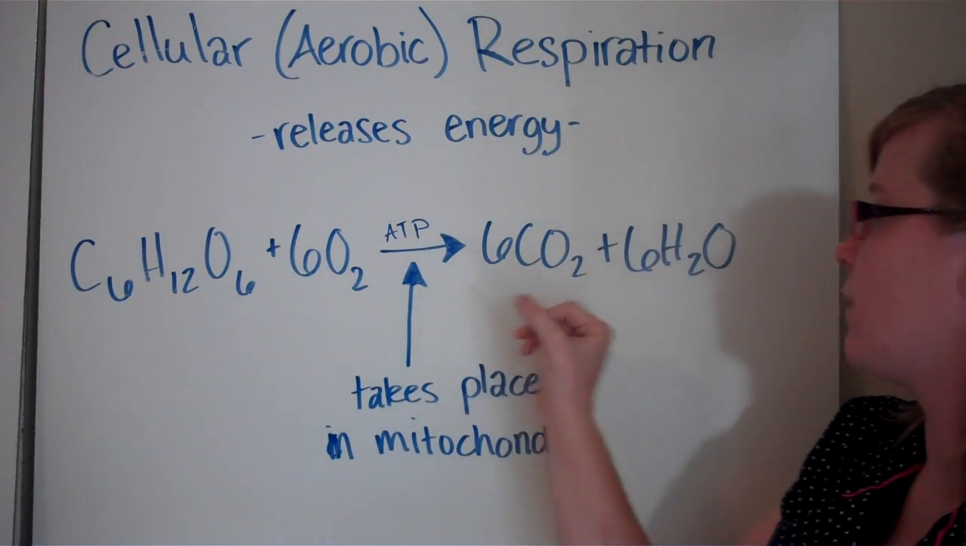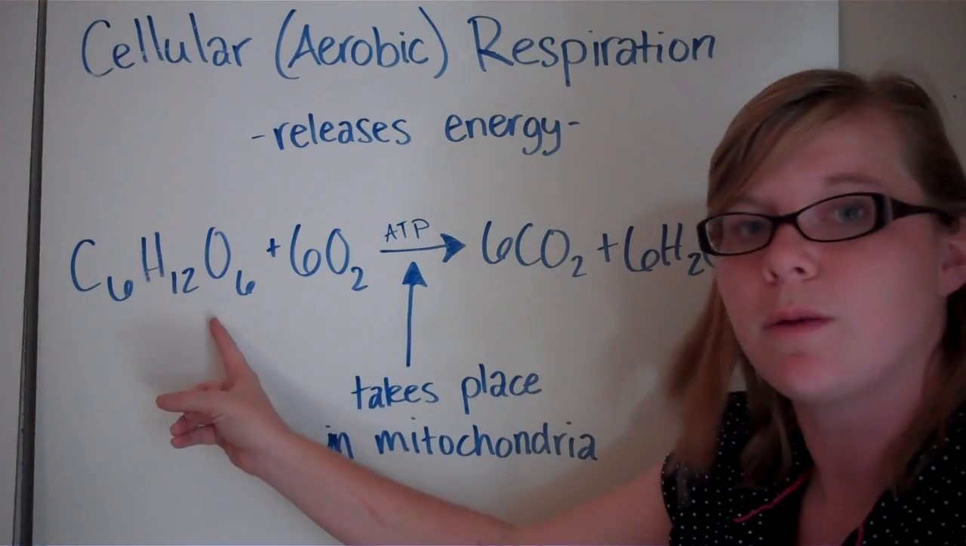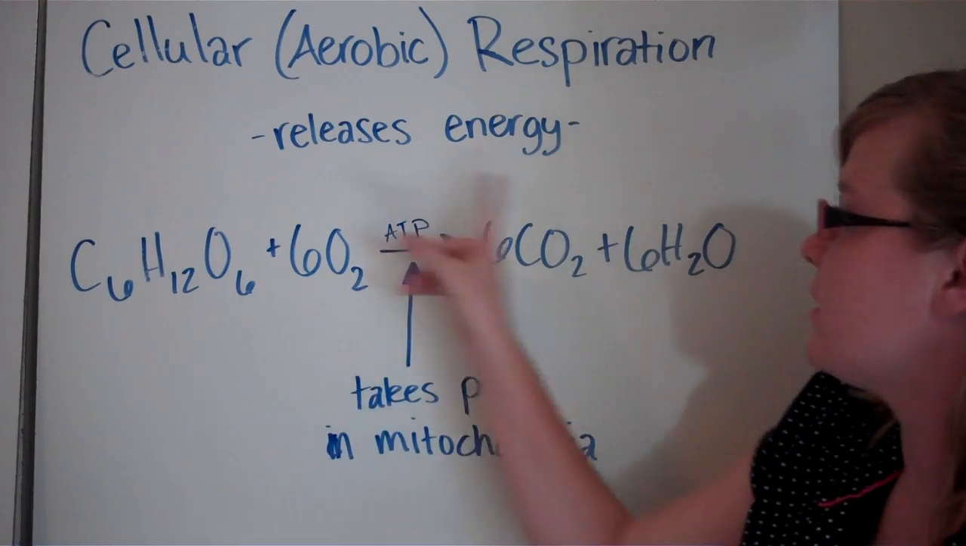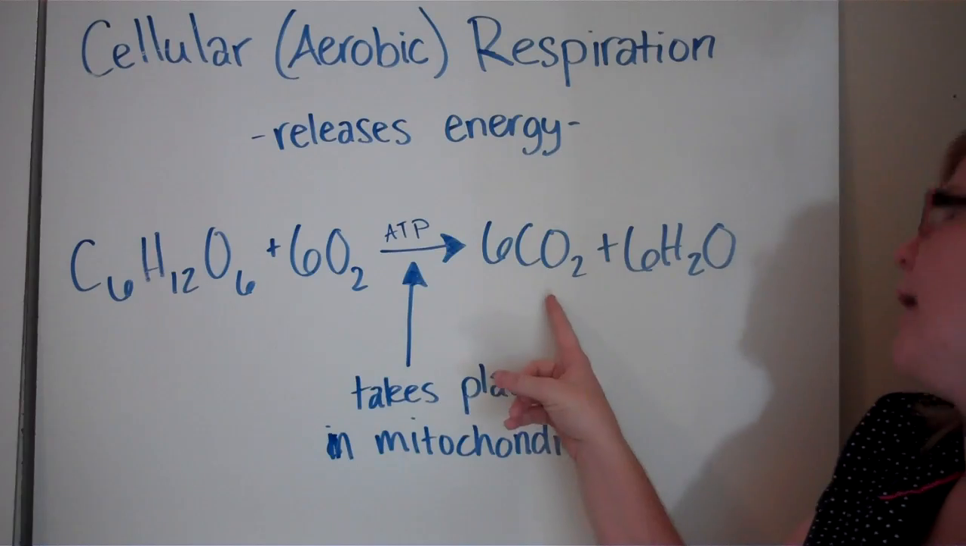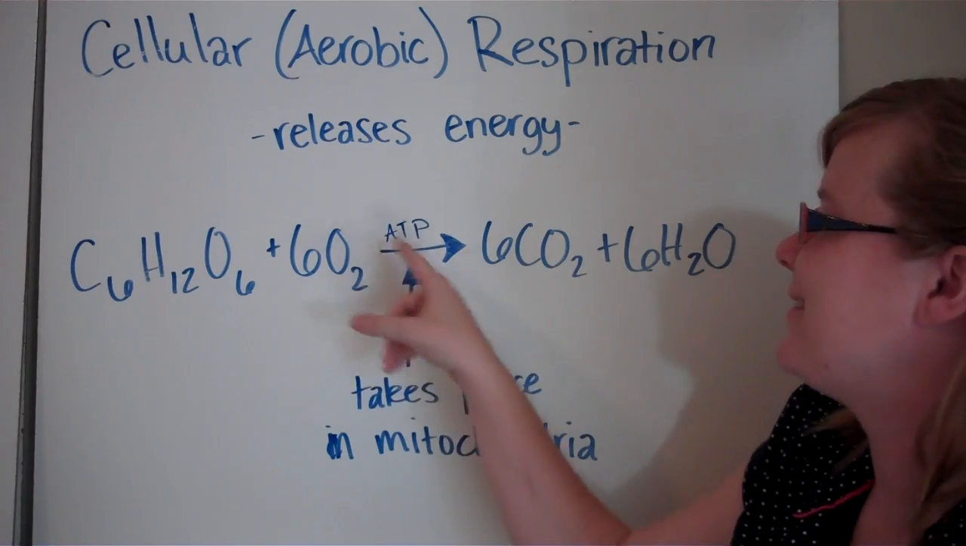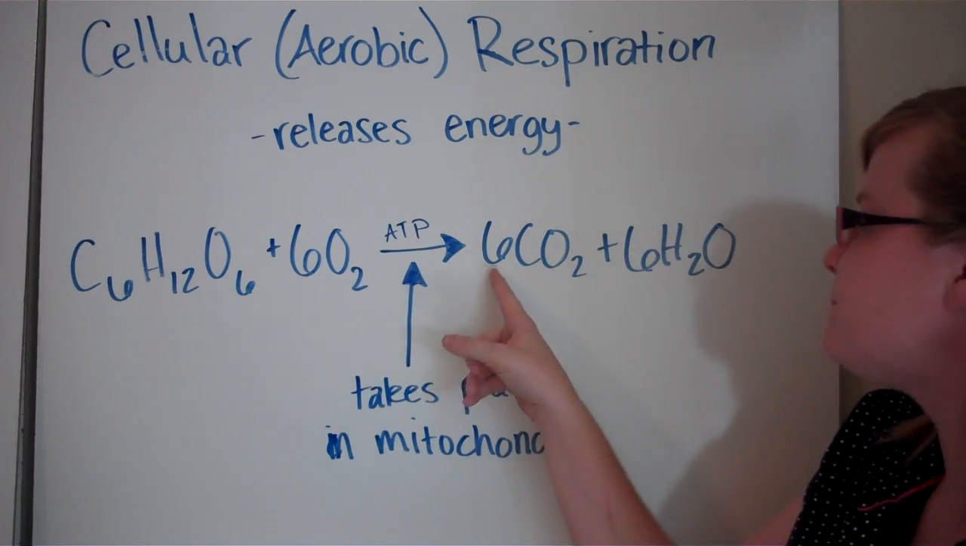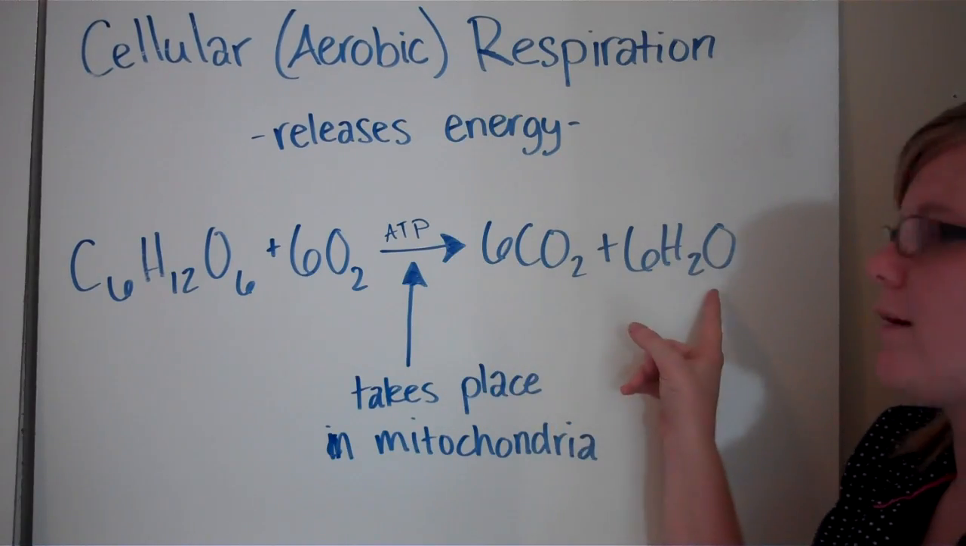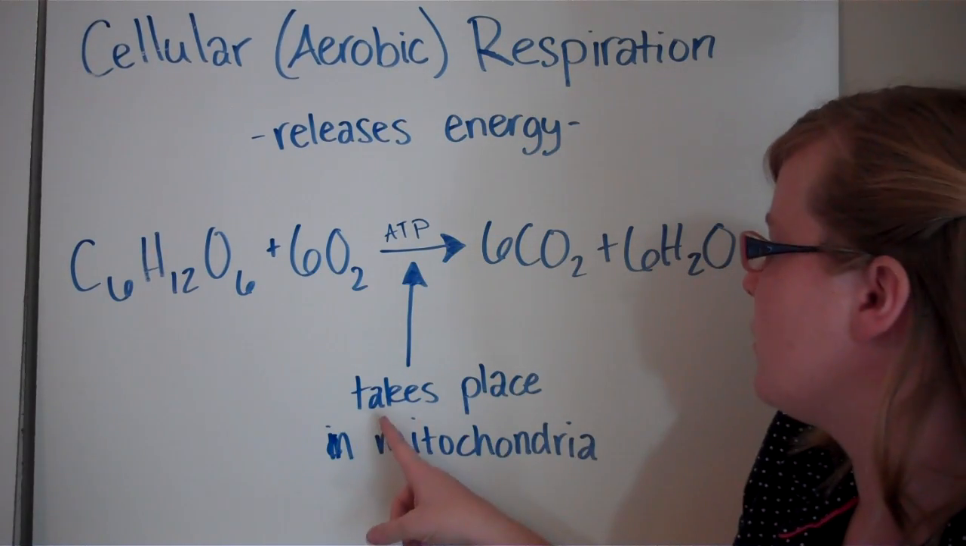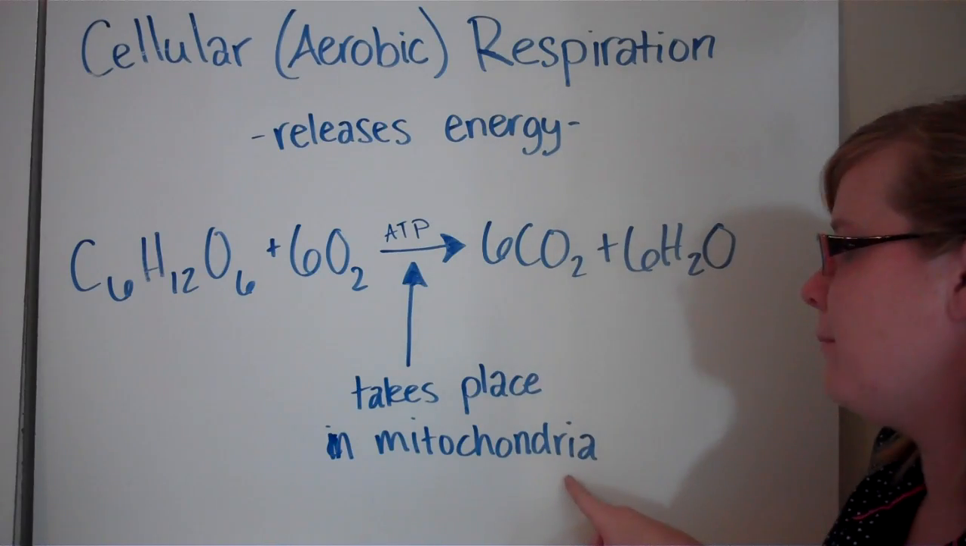So instead of starting with carbon dioxide and water, we're going to start with that glucose molecule and our oxygen, and that's going to create ATP, that ATP energy, cellular energy, and also carbon dioxide and water. So this is going to take place within mitochondria.